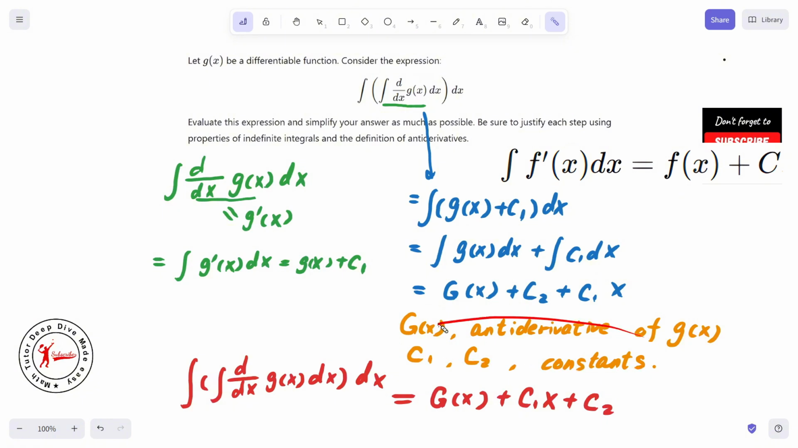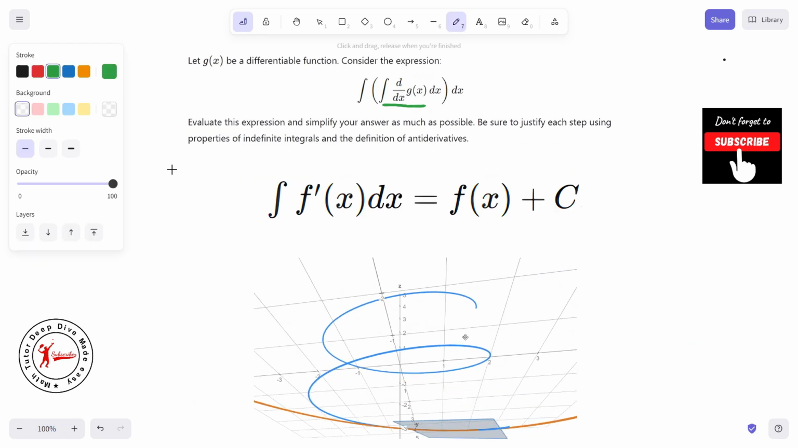Each time you do an indefinite integral, you're opening up a family of possible functions that differ by a constant. So by the end, we have a more general expression that reflects that freedom. Whenever you see nested integrals with derivatives, just relax and start from the inside. Integration and differentiation undo each other. Just be careful to include a constant each time you integrate. That's it for this question solving.